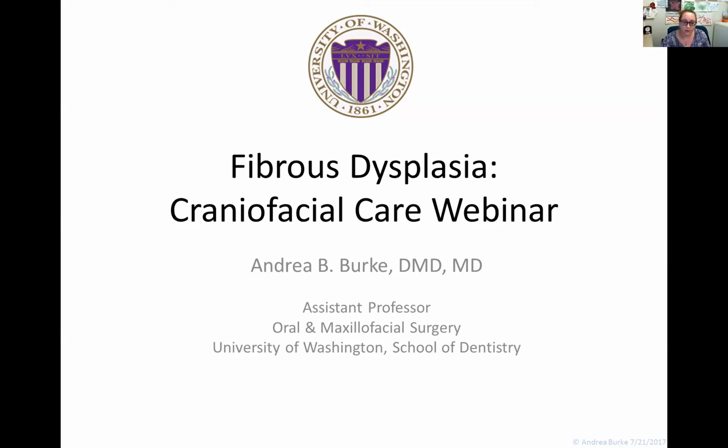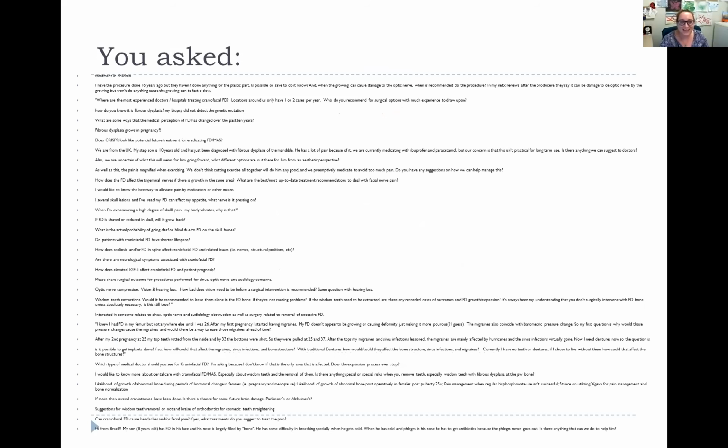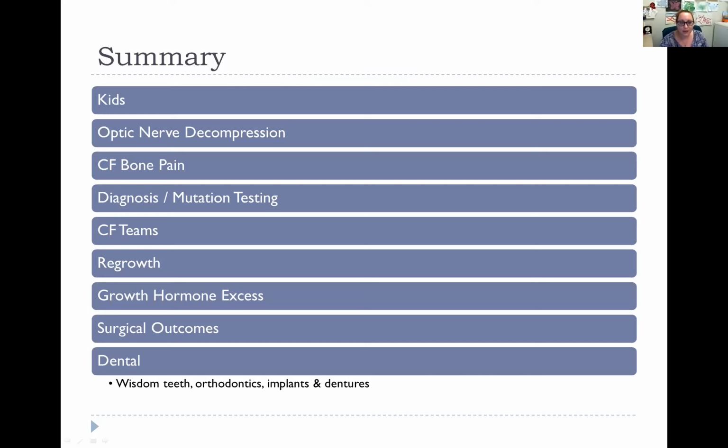So here are a lot of commonly asked questions from patients and caregivers that I get, just about diagnosis, when and how bone lesions show up, where the most lesions are located in the skeleton, whether or not more will develop, functional problems. And before all of this, Tova sent me what you all asked, which was really extensive, but I did go through the questions and I sort of distilled it into this summary of where I think a lot of your interests lie. And so I hope I can hit on all of these high points for you and generate some discussion at the end.